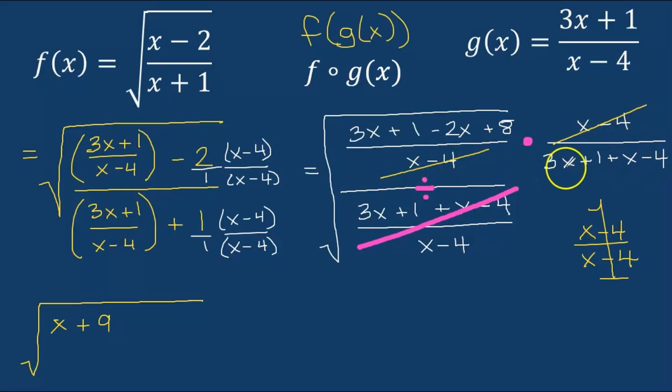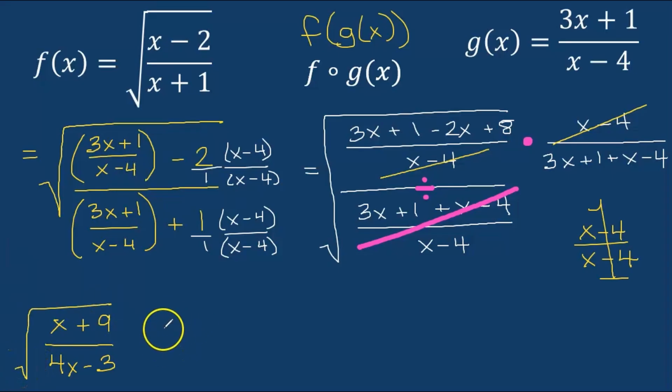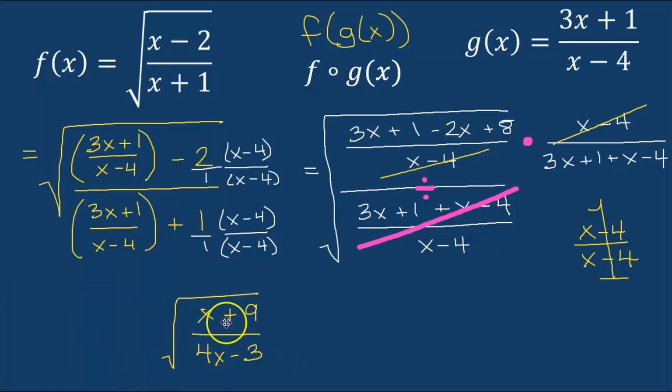On the bottom, we have 3x and x makes 4x, and 1 minus 4 makes negative 3. So you can see because of all the simplification, I didn't actually need this giant square root. But now this is my final answer. It doesn't get any more simple because I can't factor anything out of either the numerator or the denominator. And so this is f of g of x.